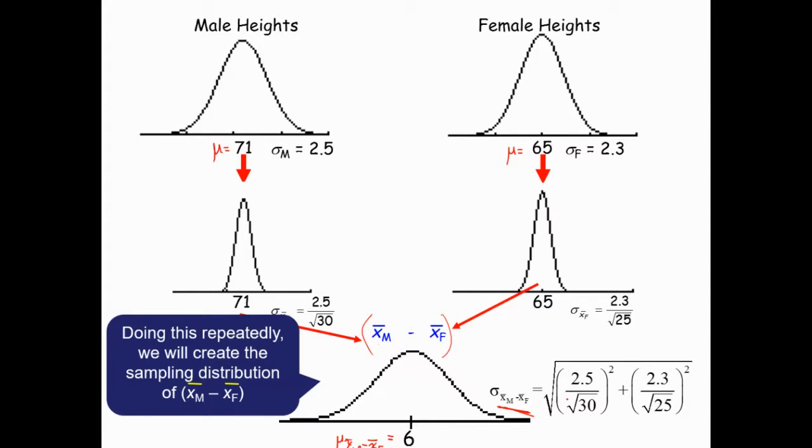And then this monstrosity over here is our new standard deviation. So we took the standard deviation of the sampling distribution for men and squared it, plus the sampling distribution standard deviation for females and squared it, and then took the square root of it all. Why is it plus and not minus?